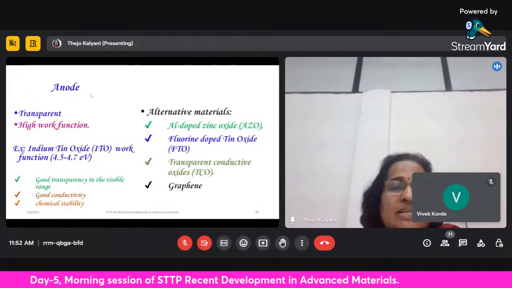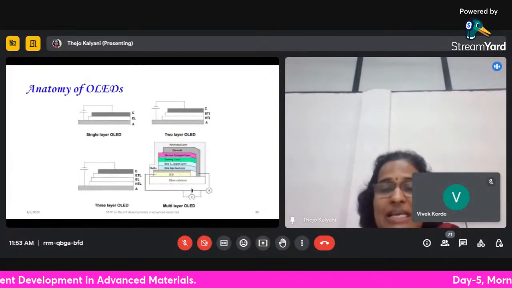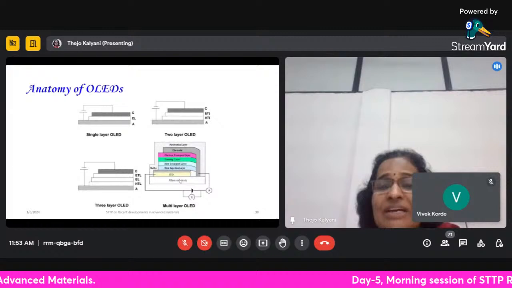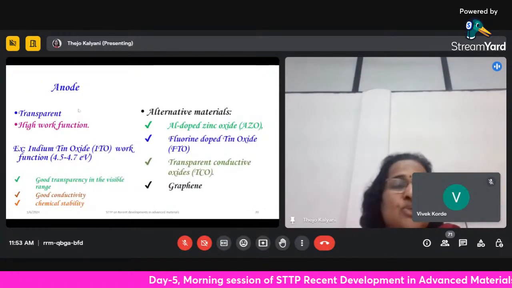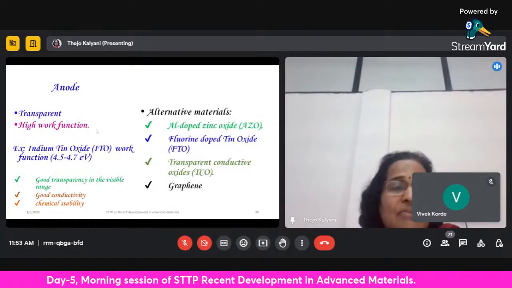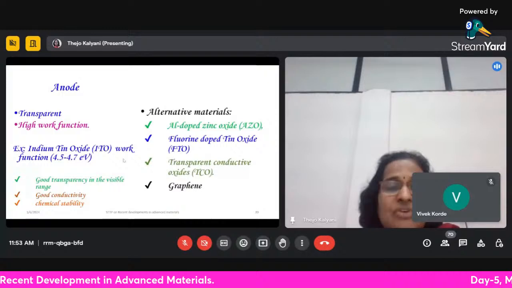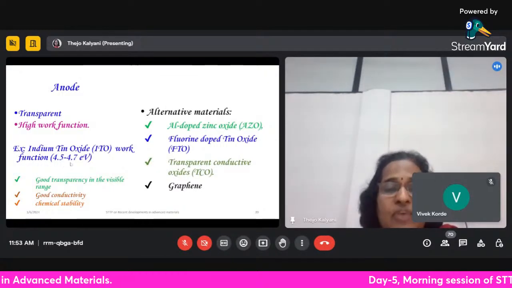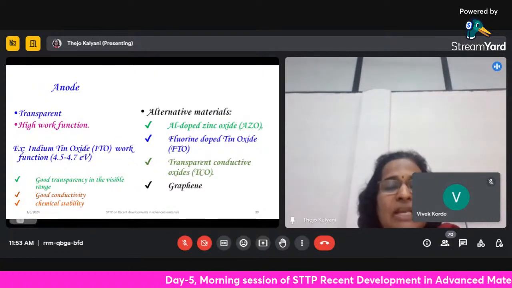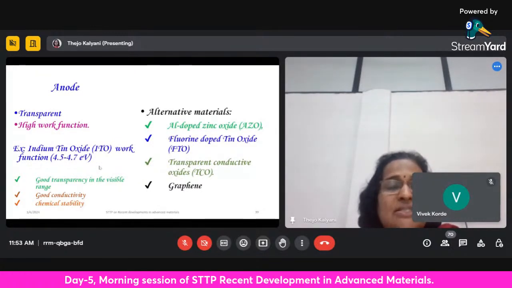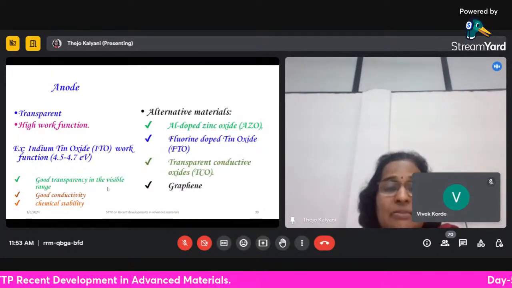The first one is the anode, which is going to be transparent. If you see the image, we are talking about all these layers. We have a glass substrate, and this is the anode, which is what we are trying to understand now. It's going to be transparent, and it's going to have a high work function. Generally, indium tin oxide is used because it has a high work function, between 4.5 and 4.7 electron volts. Apart from its work function, there are many advantages of using indium tin oxide. It's transparent to visible light, it has good conductivity, and it's chemically stable.